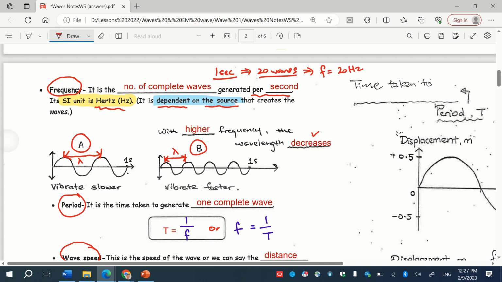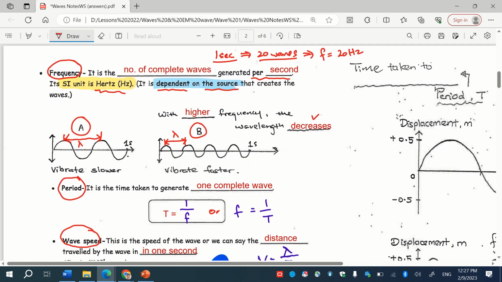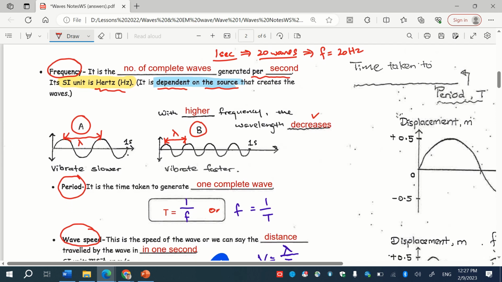But before that, I need to bring to you the second term, called the period. This is a little bit confusing, but so long as you memorize the definition well, you will not be confused. Period is the time taken to produce one complete wave.